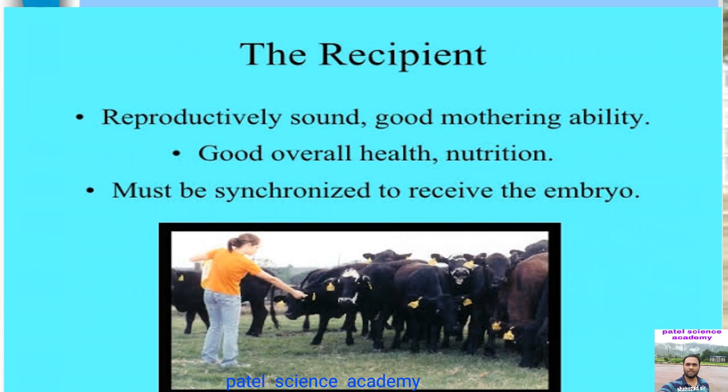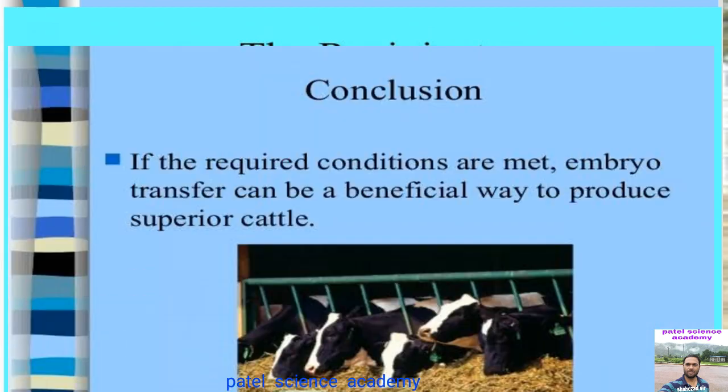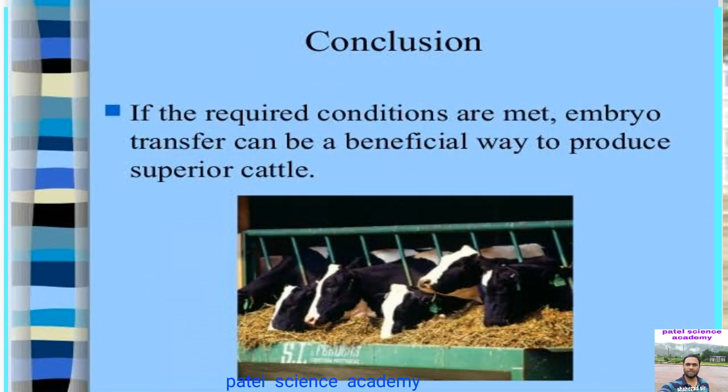The recipient should be reproductively sound with good mothering ability, and good overall health and nutrition should be there, and it must be synchronized to receive the embryo. Conclusion: if the required conditions are met, embryo transfer can be a beneficial way to produce superior cattle.